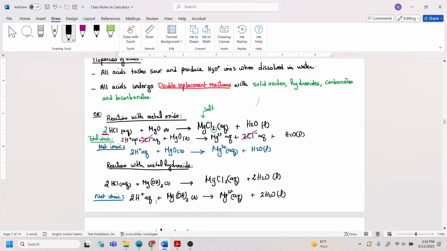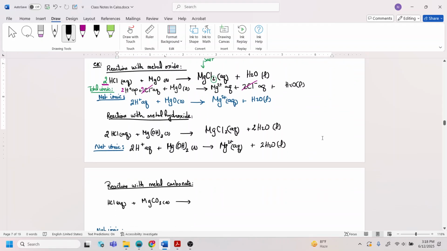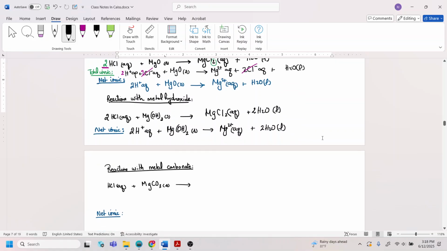Another reaction of acids is the reaction with carbonates. So solid oxide and hydroxide, they make salt and water. This is salt and water again. So for carbonates, they dissociate into salts again. So you're going to make a salt in there, and you're going to make carbon dioxide probably and water from the carbonic acid.